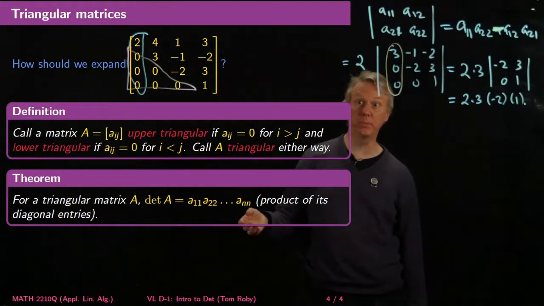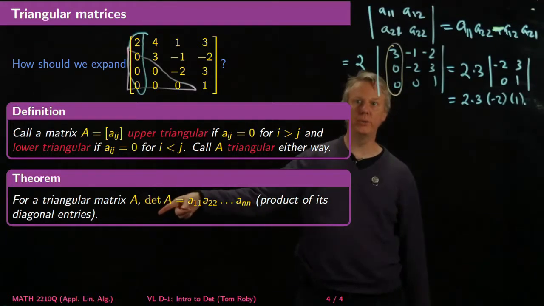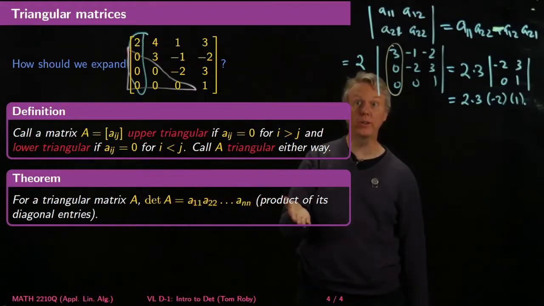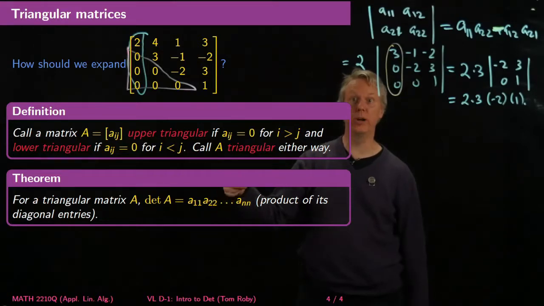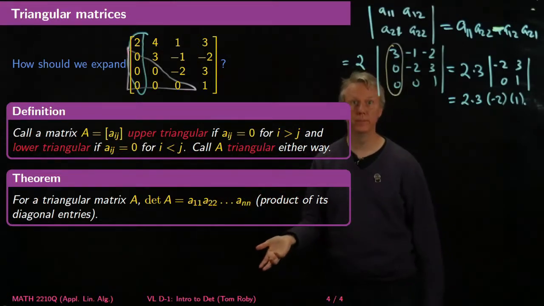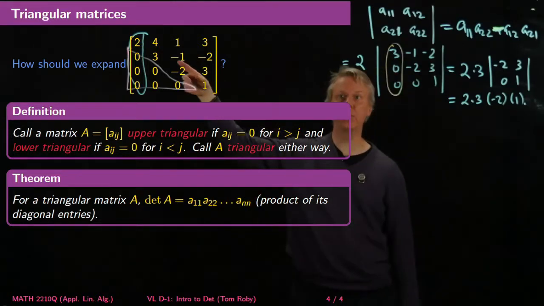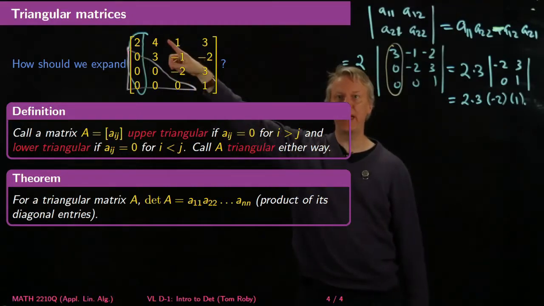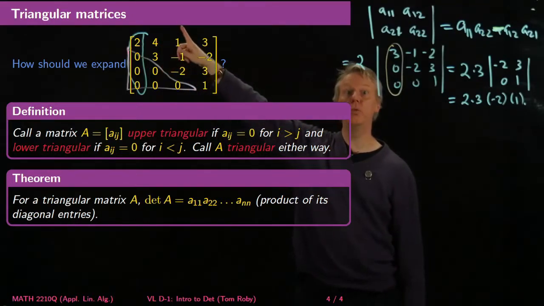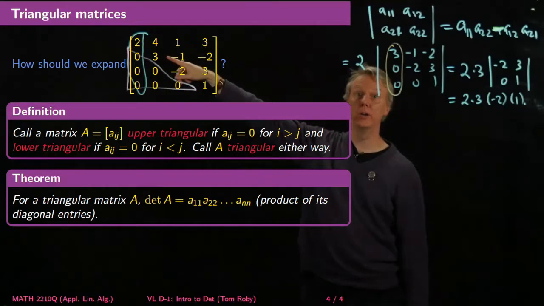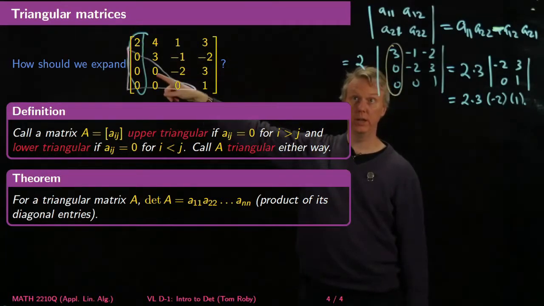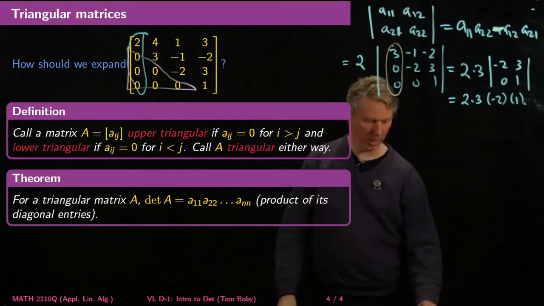Really, this is basically the proof. If you have a triangular matrix, then its determinant is just the product of its diagonal entries. It's just a11, a22, up to ann. And the reason is exactly what happens here. You can expand it in such a way that you only have one non-zero entry in each successive Laplace expansion.